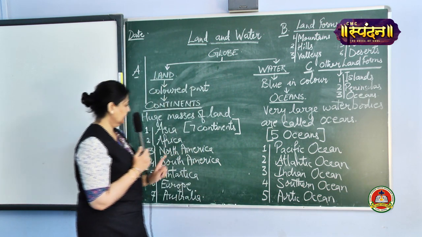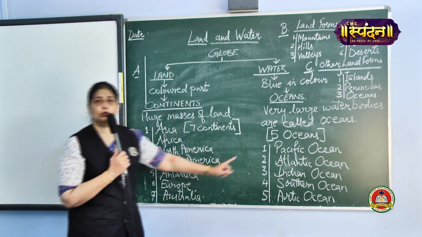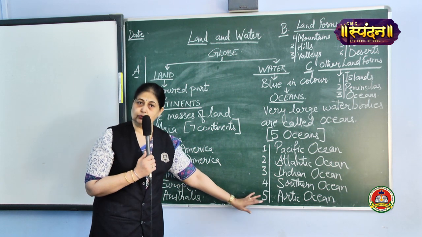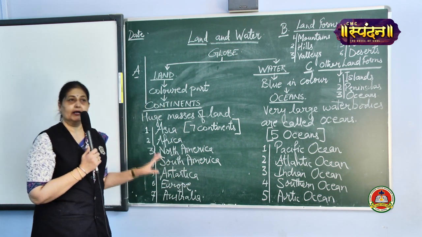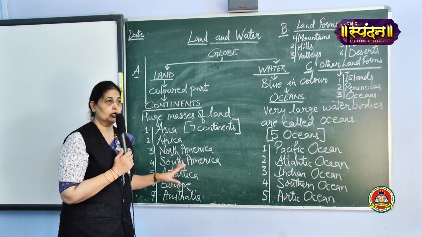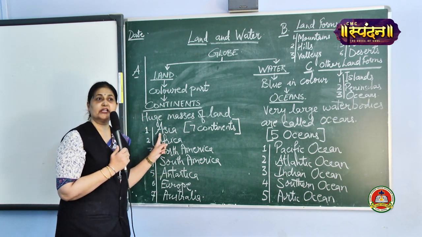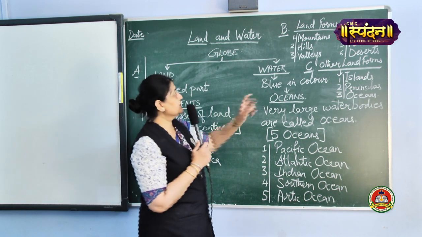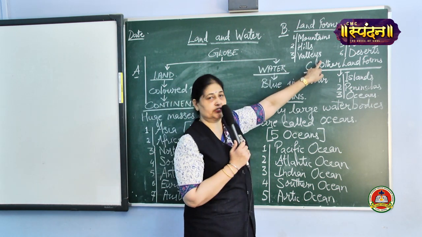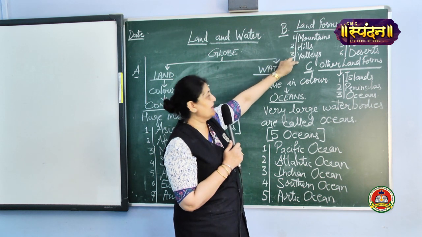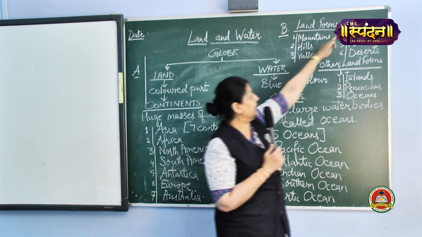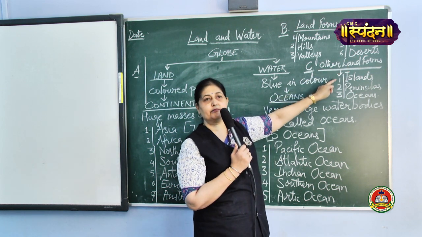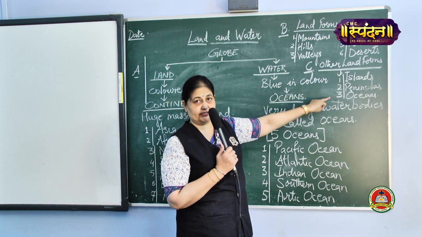Alright? Now children, India is the only country which has an ocean on its name, the Indian Ocean. India lies in the continent of Asia, which is the largest continent. Now, landforms: there are 6 different landforms here: mountains, hills, and valleys, plains, plateaus, and deserts. Other landforms happen to be island, peninsulas, and oceans.